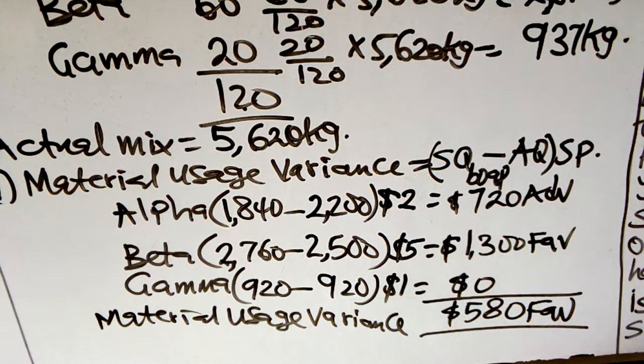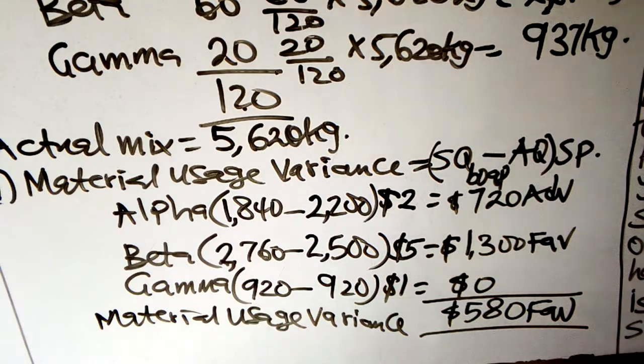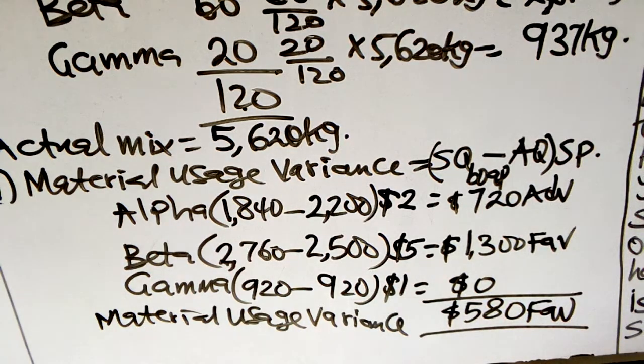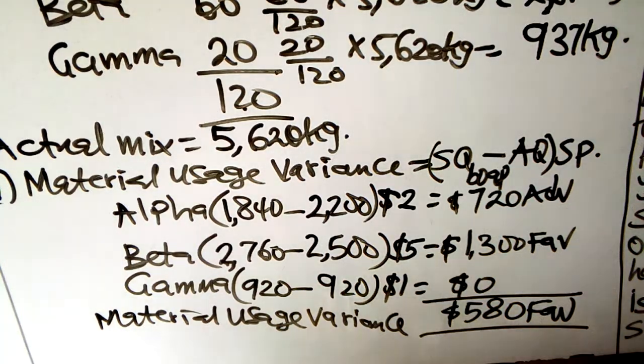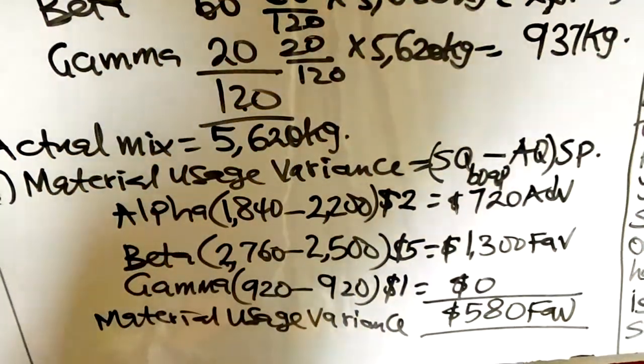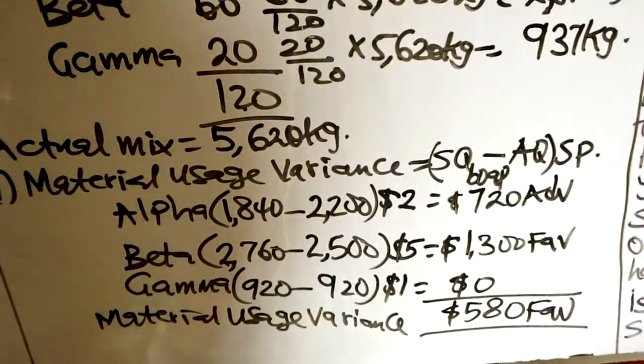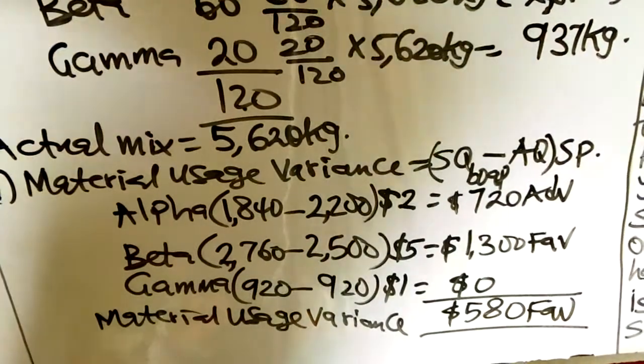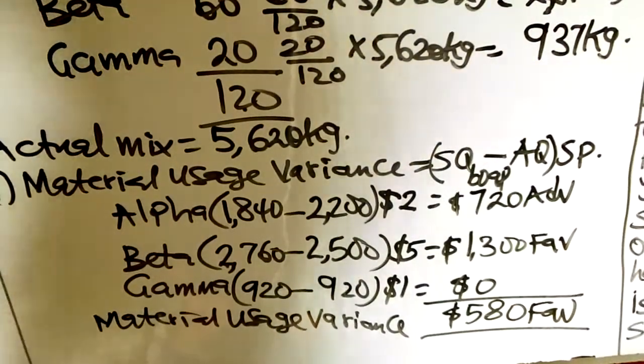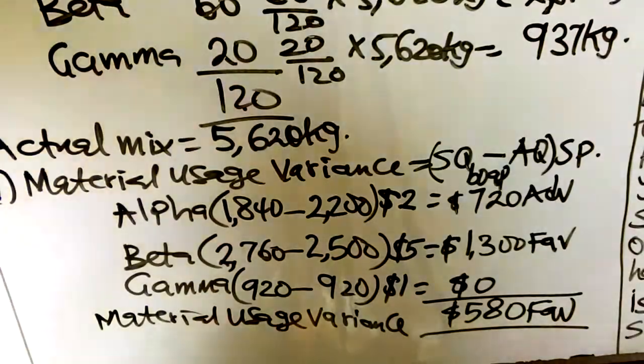We have computed our material usage variance. We therefore want to calculate the material mix and the yield variance. Material mix variance and the material yield variance. Material mix variance, number 2.